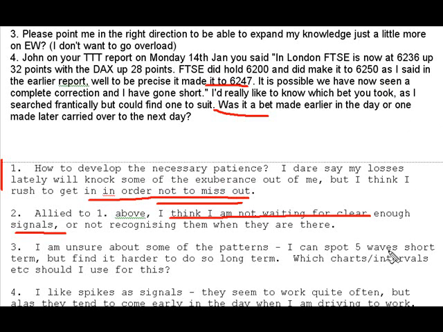I'm not sure about some of the patterns. I can spot 5 waves short term, but find it hard to do so long term. I tend to use daily charts. In fact, I start with weekly charts and then go to the daily. So I try and get a clearer pattern from the longer term charts, and then move down to the shorter term charts. And I find by doing that, I get a more accurate wave count. But again, it's something that does take time.